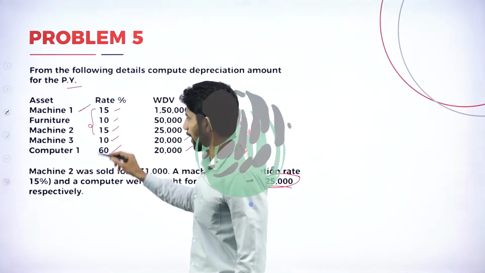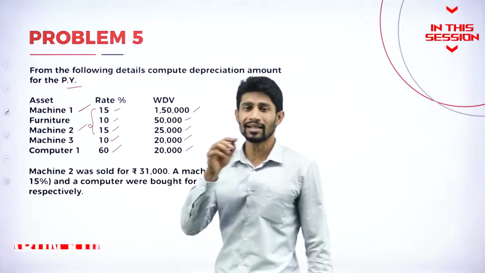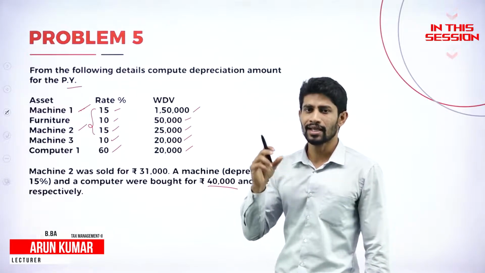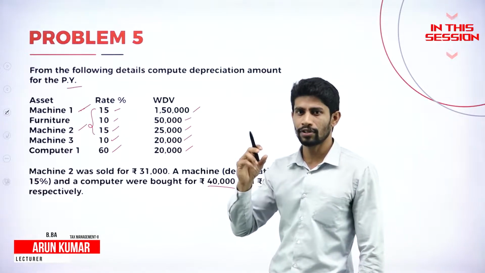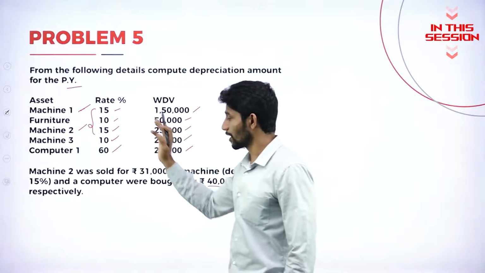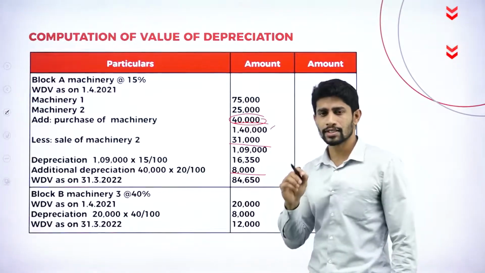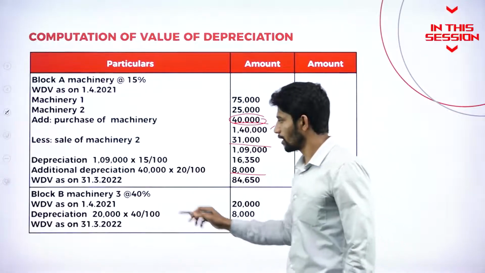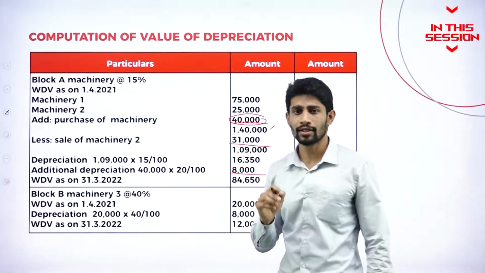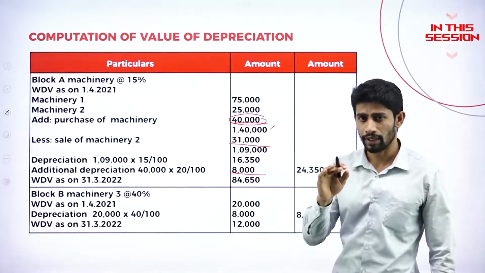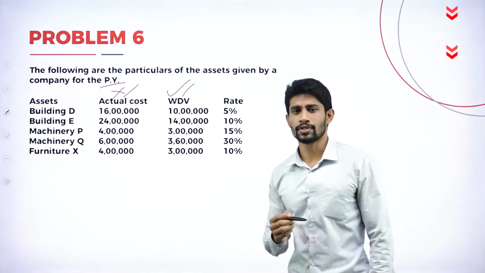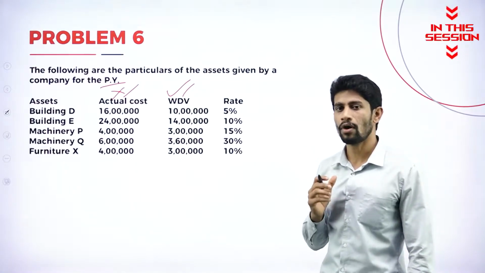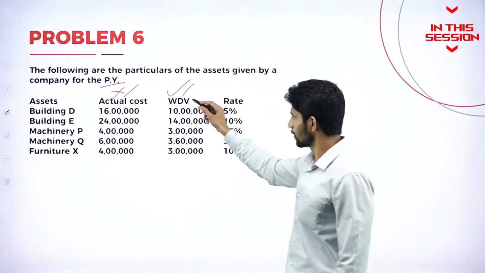Machine 1 and machine 2. So why do they belong to the same block? Because both the machineries attract the same rate of depreciation, that is 15%. 84,650. So what is this value called? This value is called written down value as on 31st March 2022. To calculate the depreciation, we are supposed to consider the written down value of the asset, that is the WDV value.